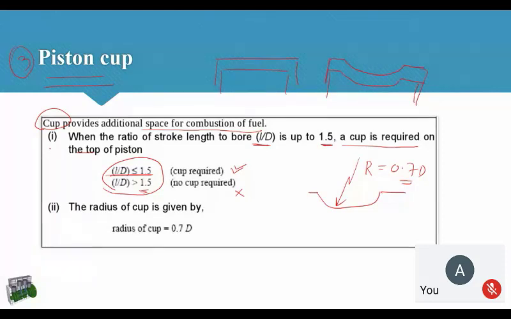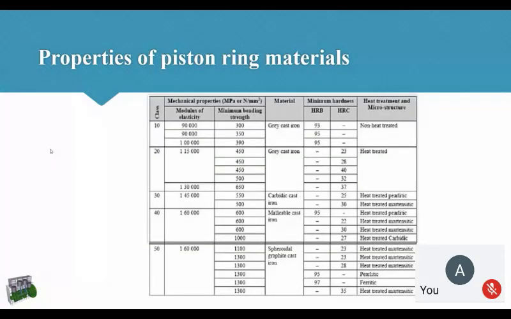Okay. Once the cup is designed, we need to go for designing the piston ring material. We need to design the piston rings, for which these are the different materials given for selection. The piston rings are basically made of cast iron, malleable cast iron, spheroidal cast iron, etc. And these are the various properties, which you can go through later from the data book.